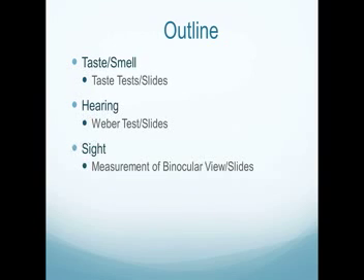The first thing you're going to be doing with the taste and smell portion is viewing some of the histology associated with it and actually taking a taste test. The second portion is something called the Weber test and then viewing the histology of the inner ear. And the third is going to be measurement of binocular vision or view, and then viewing slides of the really posterior section of the eye, specifically the retinal lining and some of the epithelial tissue associated with it.